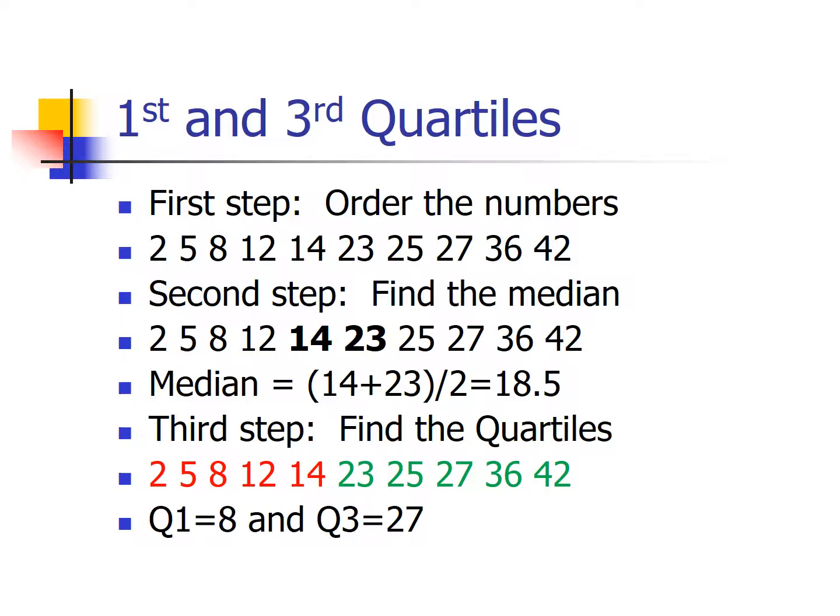The red numbers are the lower 50 percent. So that's the 2, 5, 8, 12, and 14. The upper data set is the green numbers. That's the 23, 25, 27, 36, and 42. Remember, the first quartile is the median of the lower data set. So the first quartile, I'm abbreviating it Q1, is going to be 8. The third quartile, I'm abbreviating it Q3, is going to be 27.